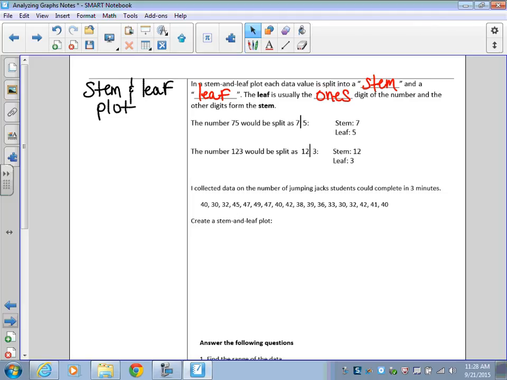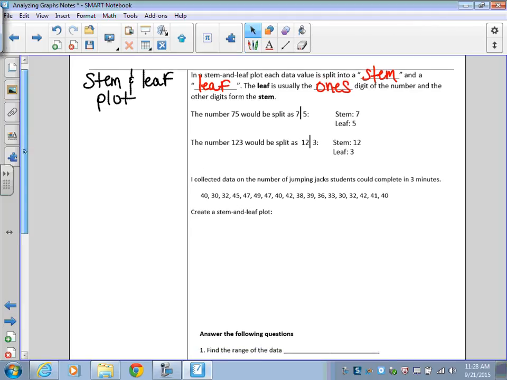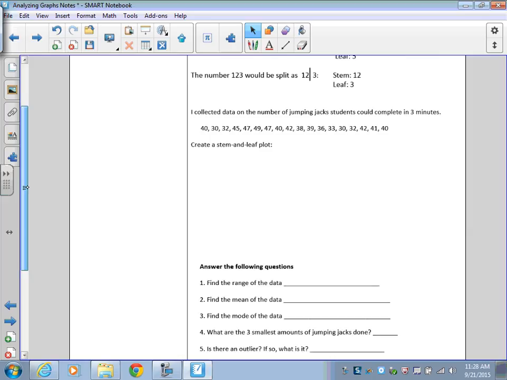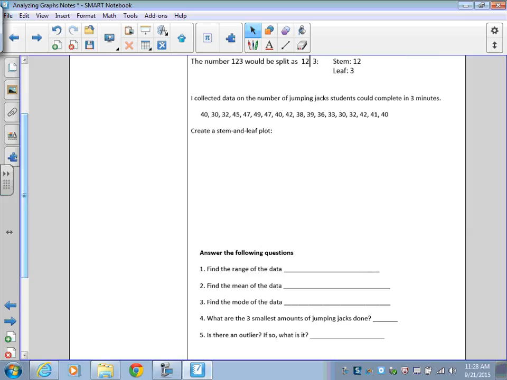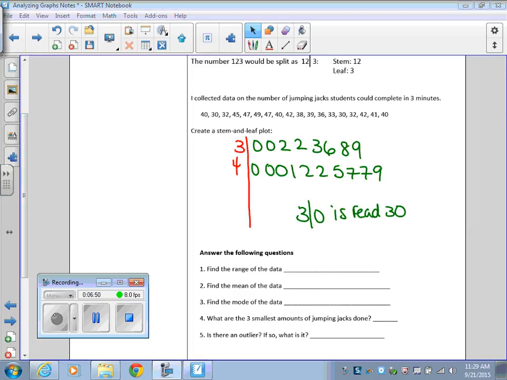Okay, so what we're going to do, we're going to look at this information and we're going to create a stem and leaf plot. After we create our stem and leaf plot, then we're going to answer the questions. Okay, I have created my stem and leaf plot. The numbers in red, those represent my stem. The numbers in green represent my leaf.